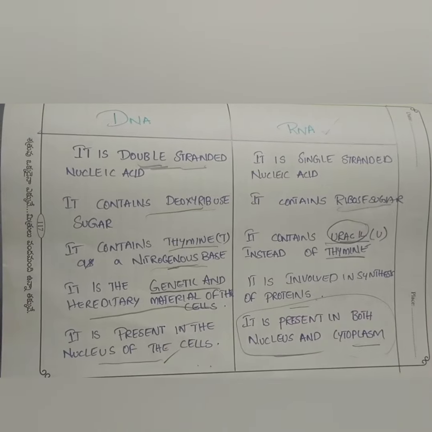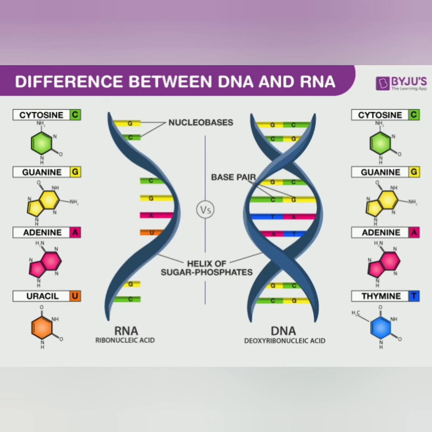Here I am showing the differences between the structures of DNA and RNA. The left side structure is RNA, which is single stranded, and the right side is DNA. So here cytosine, guanine, adenine, thymine, which are the purines, are present in the structure of the DNA.